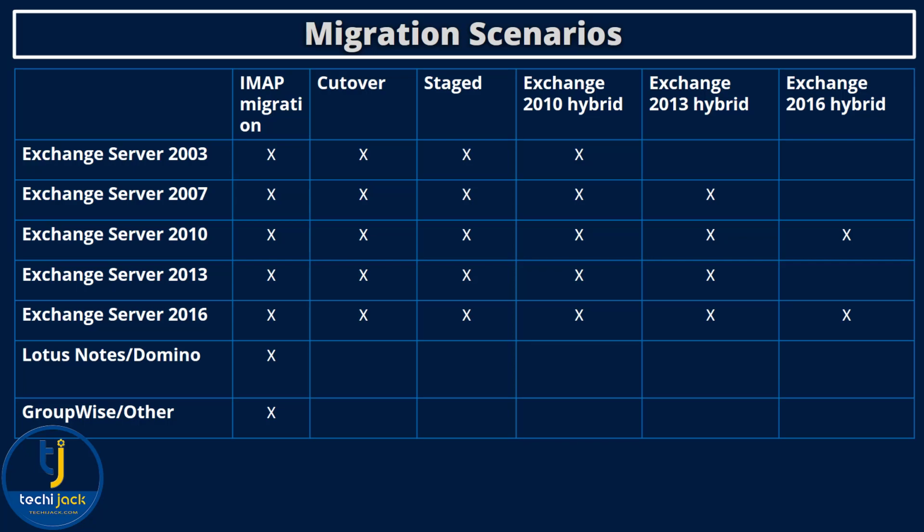And the third-party email systems such as Lotus Notes, Domino, Groupwise, or any other SMTP-based email server can be migrated to Exchange Online by using the IMAP migration option.